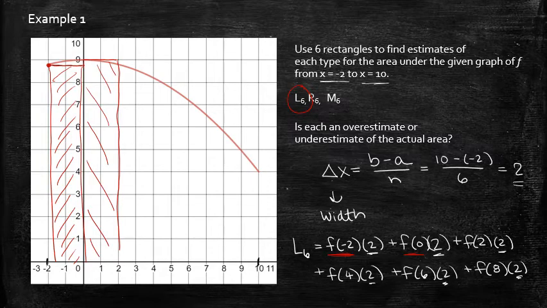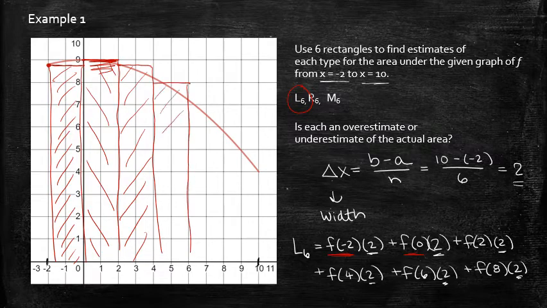So that looks like 9 right on my graph. And I can see this time it's going to give me an overestimate of the area under the curve. Next we would have f of 2. So again, another overestimate. F of 4. F of 6. And then finally f of 8.